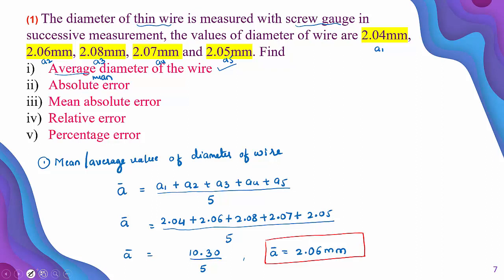Then second one, we have to find absolute error. How to find absolute error? What is the formula for absolute error? See here. The second one, we have to find absolute error.